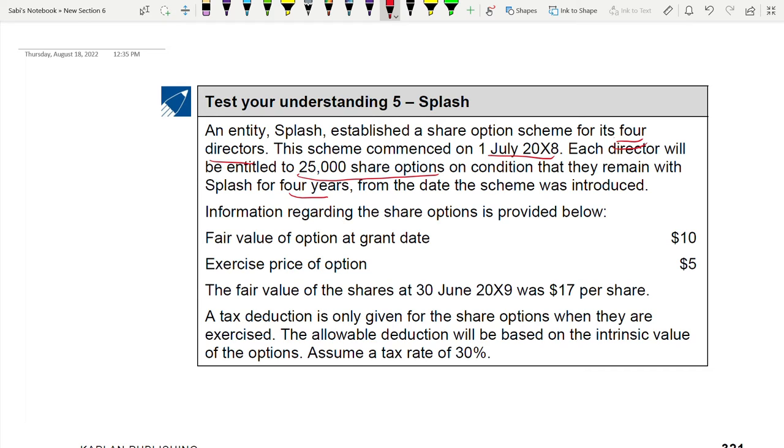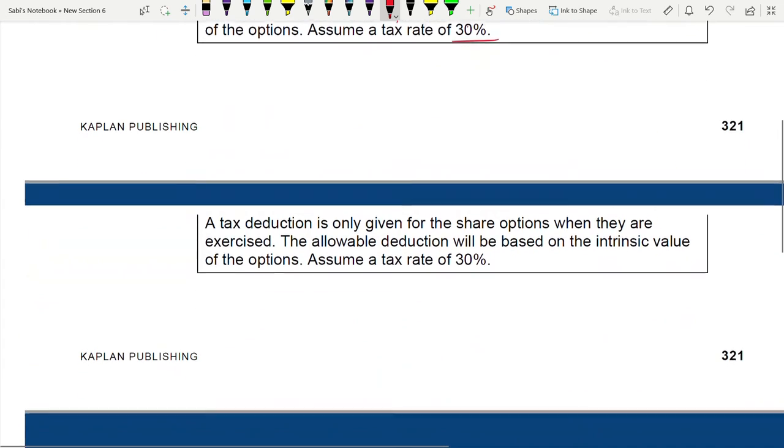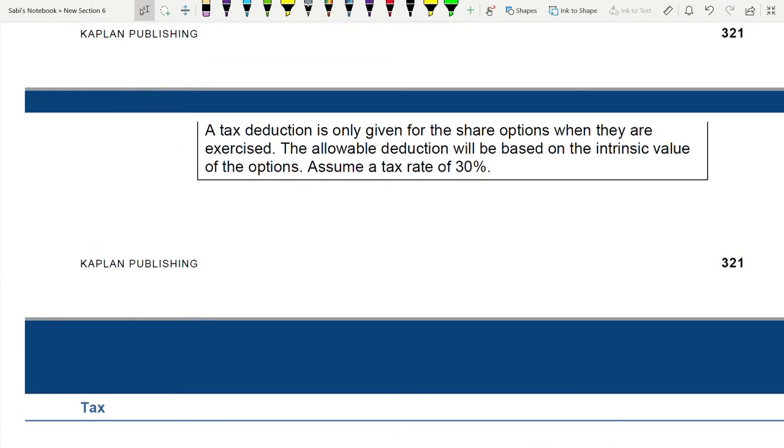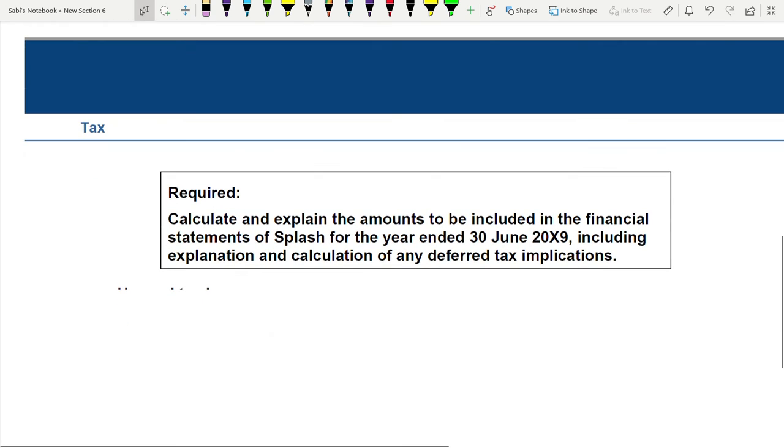Okay, fair value has been given, exercise price has been given, fair value of the shares at the last date has been given. That means when you're going to exercise, a tax deduction is only given for the share options when they are exercised. The allowable deduction will be based on the intrinsic value of the option. Assume a tax rate is 30%. We know all that. Calculate and explain the amount to be included in the financial statements of Splash for the year ended 30th June 2009, including explanation and calculation of any deferred tax implications.